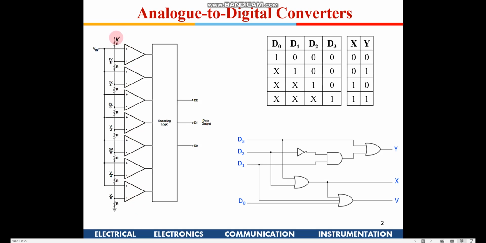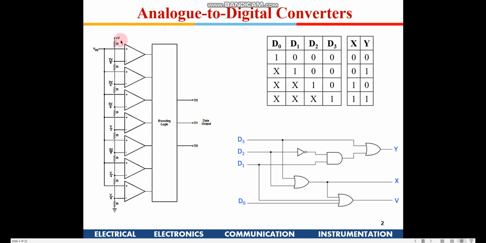Now I have a reference voltage out here, and I have 7 resistances, R, connected here. I also have 7 comparators. So what will be the voltage out here? Since there are 8 resistances in fact, the voltage available here will be V divided by 8.